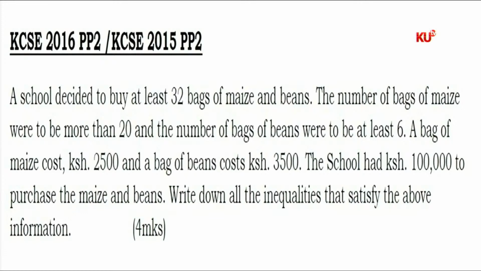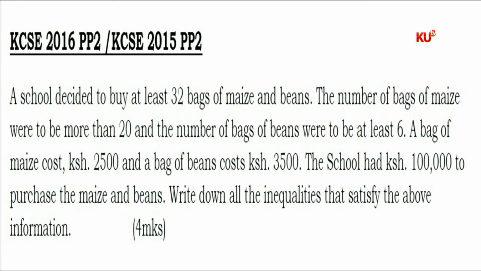In the next question, it's a word equation. And so what we are told is that a school decided to buy at least 32 bags of maize and beans.